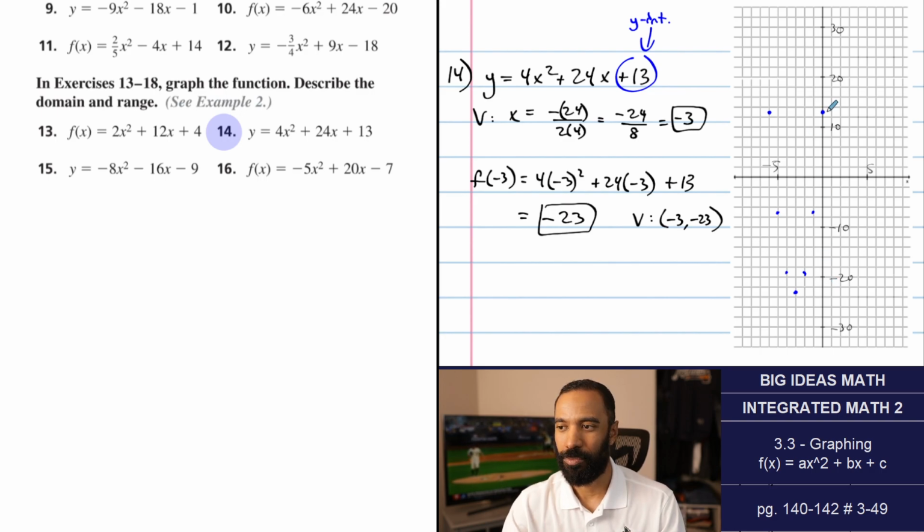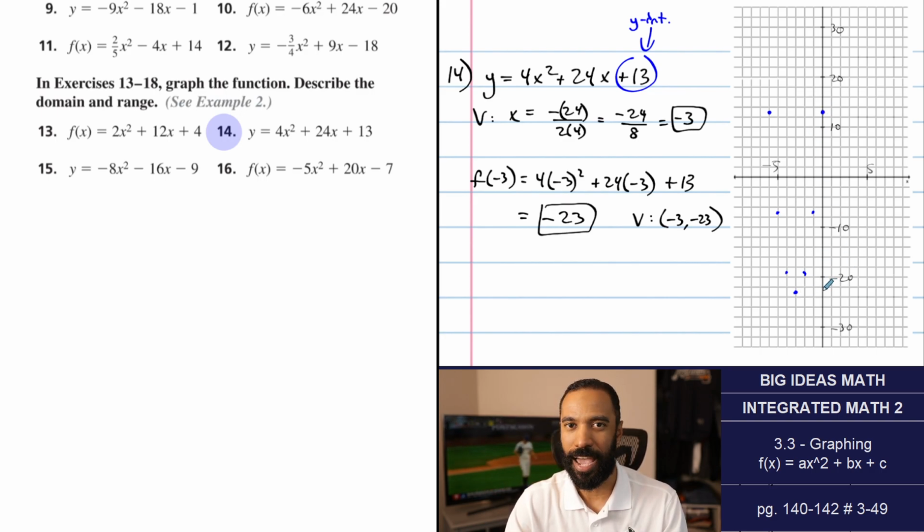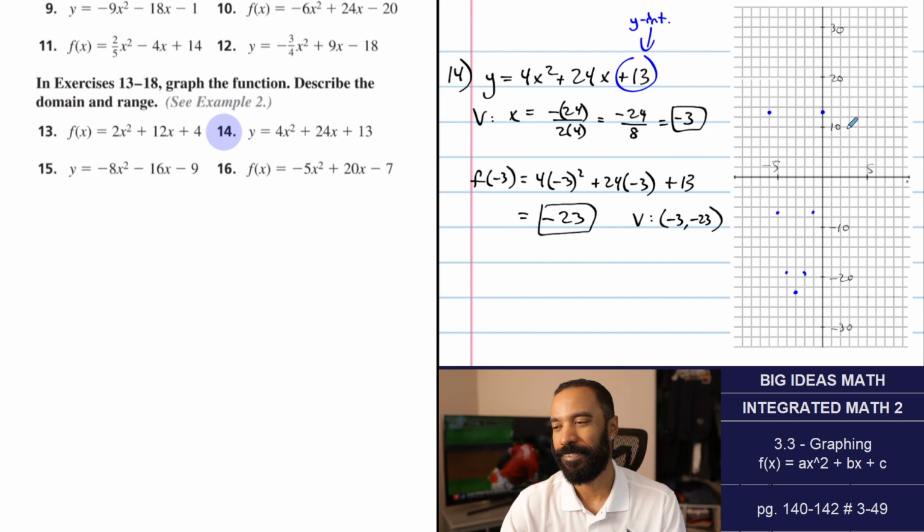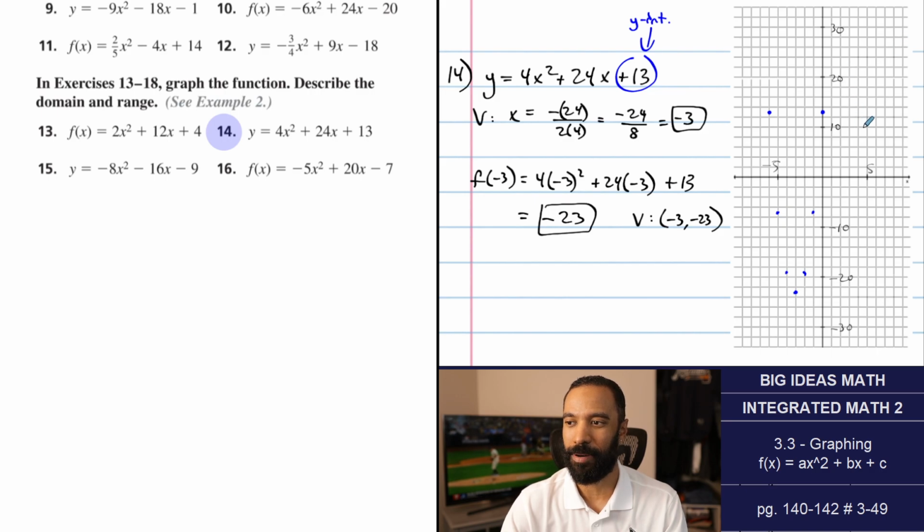3 over, well, we're going to hit this. How come? Because 9 times 4 is 36, and we're going to go up 36. Negative 23 plus 36 is indeed 13. Boom. And 4 over, 16 times 4 is 64. Can I fit 64? I can't fit 64. So I'm going to go ahead and keep it at that.